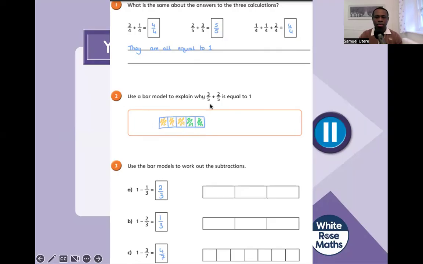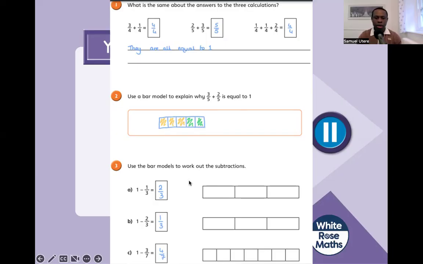If you have a whole, remember the denominator tells you the number of parts you're going to split your whole into. Now, 3/5 means you need to shade 3 out of those 5 parts, and then you're adding 2/5, you shade another two parts, which takes the whole 5 parts.